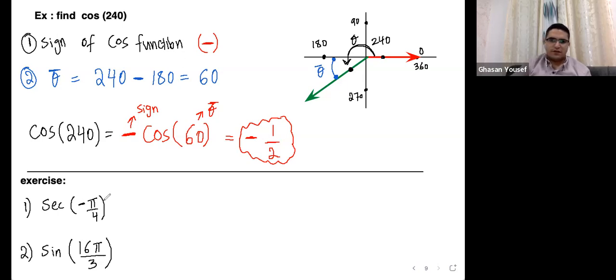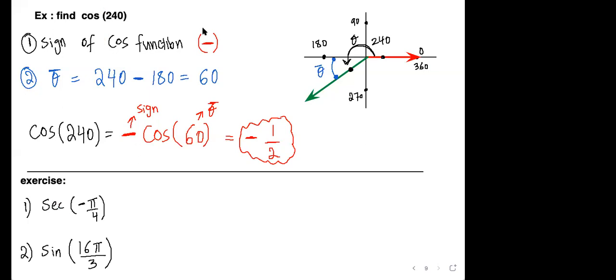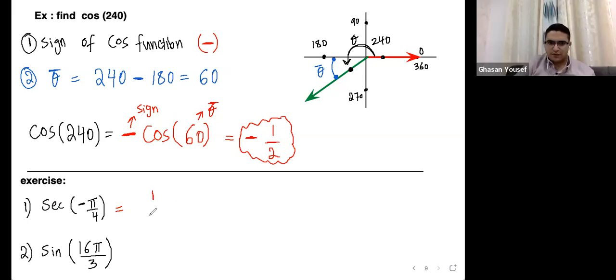So for the first one, let me give you a hint. The angle here is negative pi over 4. First of all, the secant. The secant is the reciprocal of which function? The secant. Cosine. So this is actually equal to 1 over cosine of minus pi over 4.